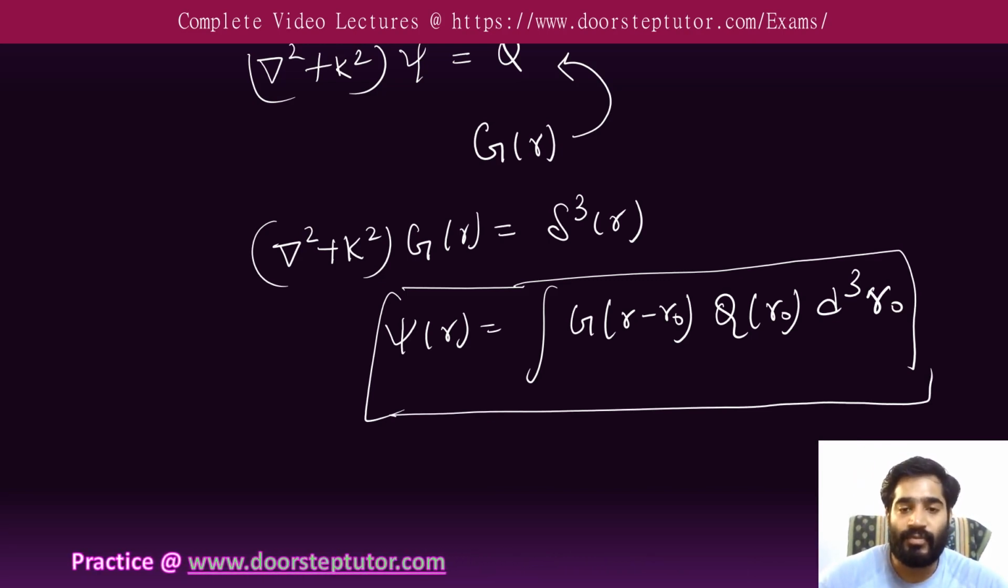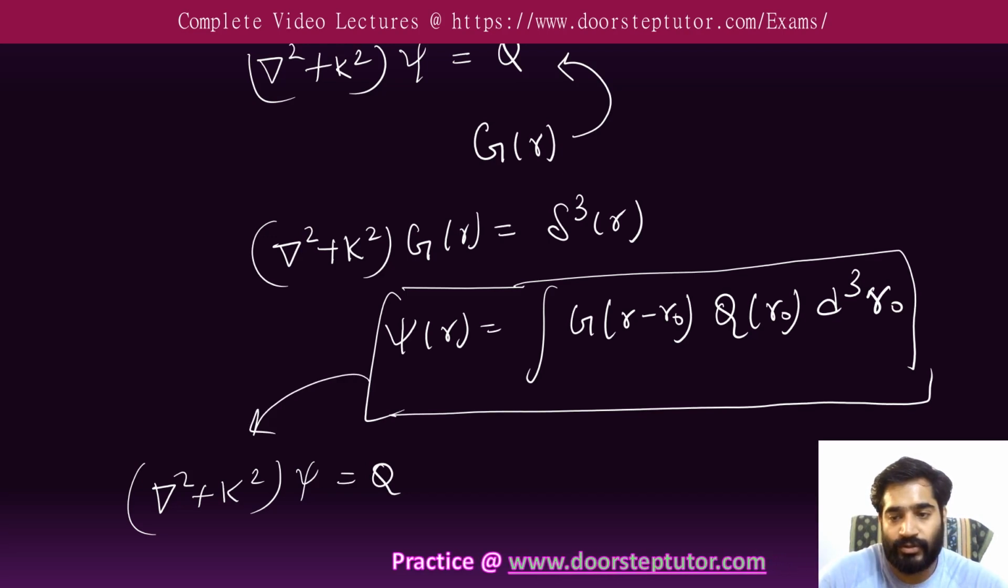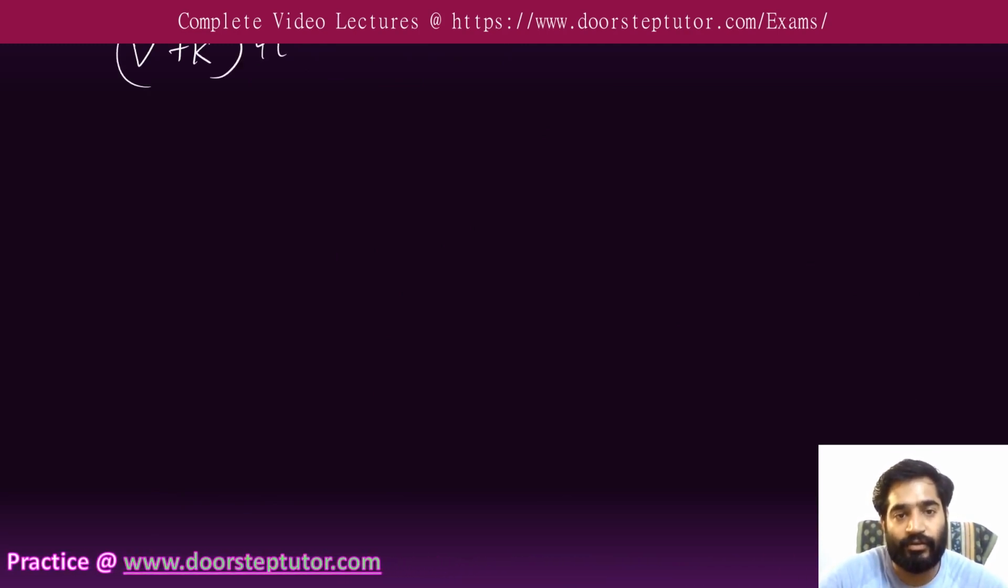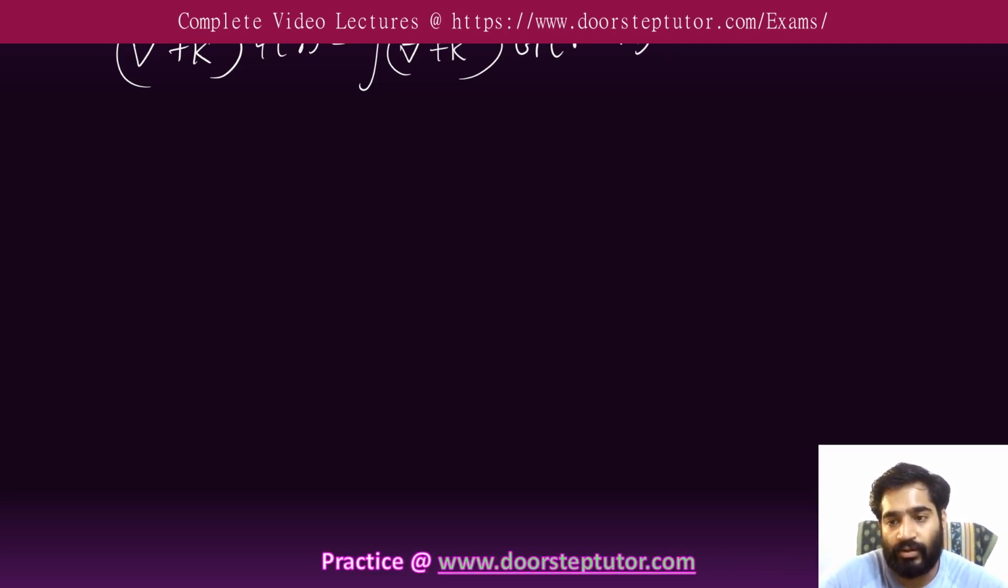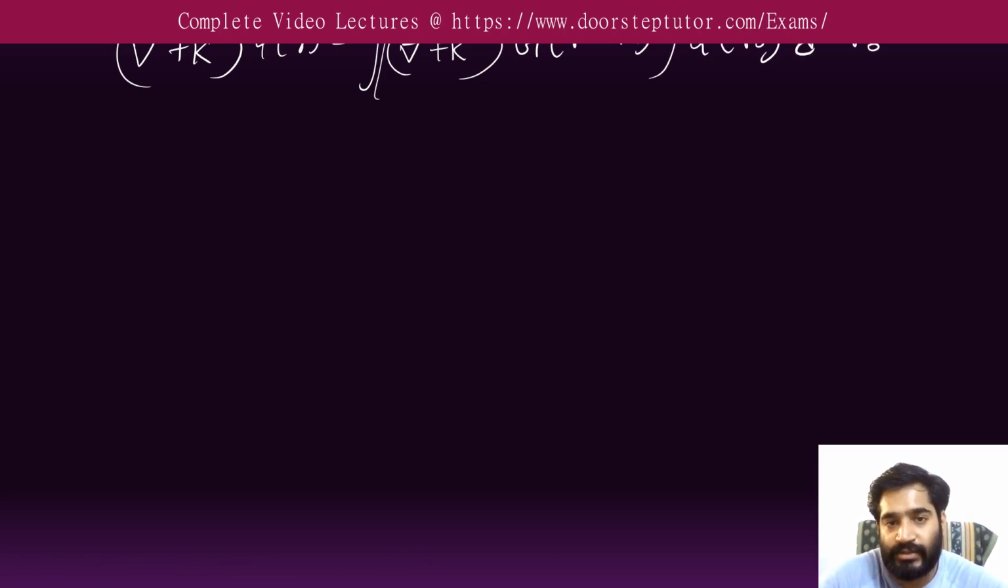Now we have seen that del square plus k square psi must equal Q. So if I put this in, on the left hand side my equation for psi of r changes to the integral of del square plus k square acting on G of r minus r naught, times Q of r naught, d3 r naught, which is almost equal to Q, a function of r.